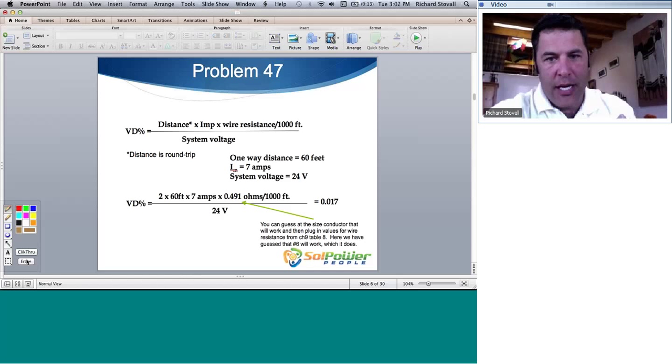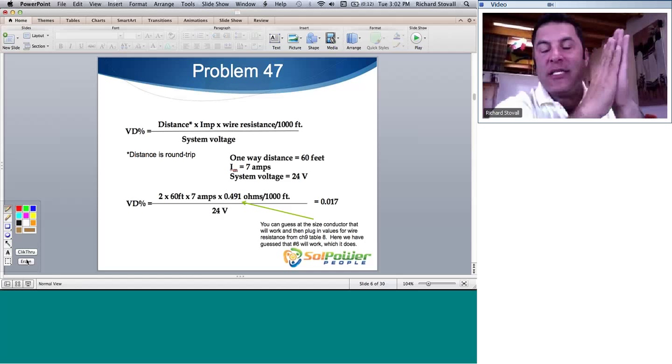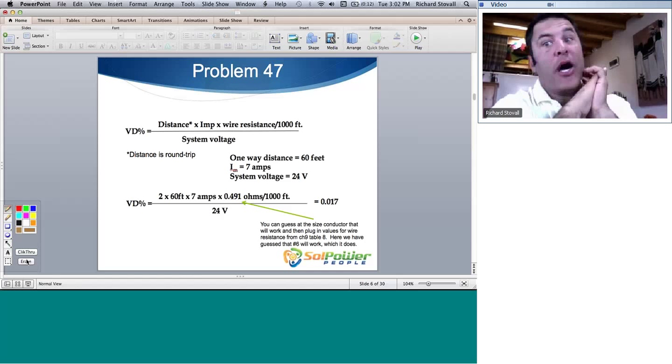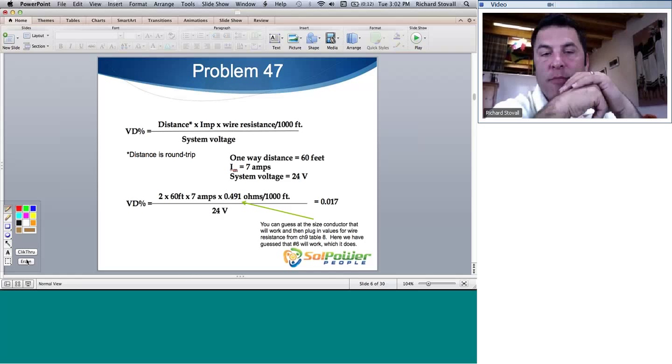As Jim Dunlop mentioned in his talk last night, when you're calculating voltage drop, it's not just from one location to the next. There's a round trip. Those electrons have to flow all the way back. So if you've got a distance of 60 feet in the circuit, the electrons are actually traveling 120 feet all the way around the circuit. So it's 2 times the one-way distance, okay, times the IMP, the maximum current, times the wire resistance, okay, divided by 1,000 feet, all right?